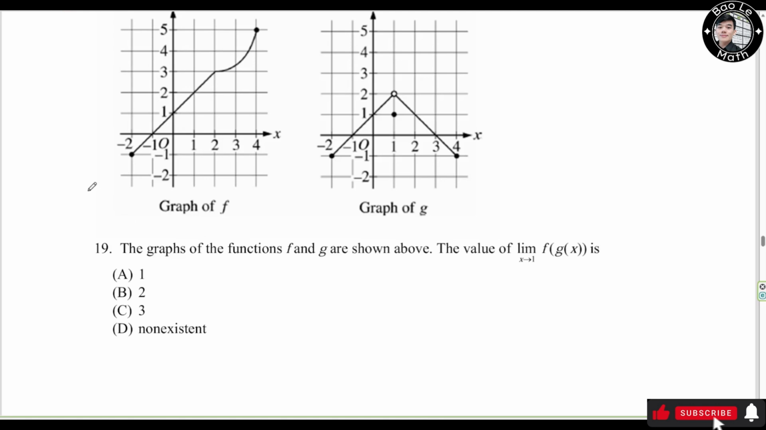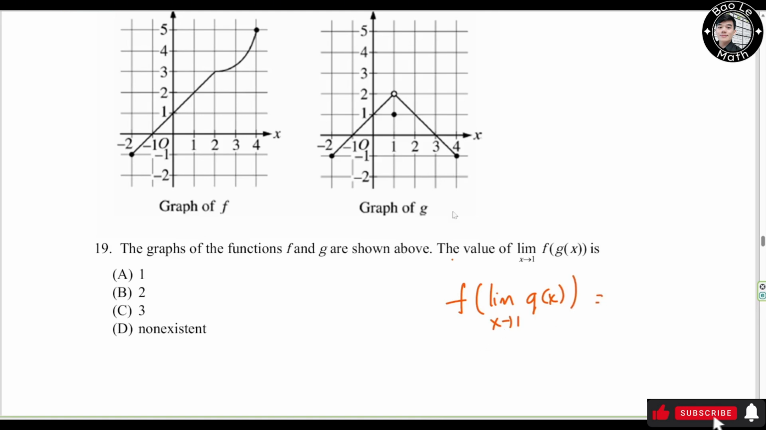Now let's move on to question 19. The graphs of the functions f and g are shown above. Find the value of the limit of f of g of s when s approaches 1. Alright, so this one is the limit of a composite function, right? So it's going to be the same thing as f of the limit of g of s when s approaches 1, right? So look at the function g right here.